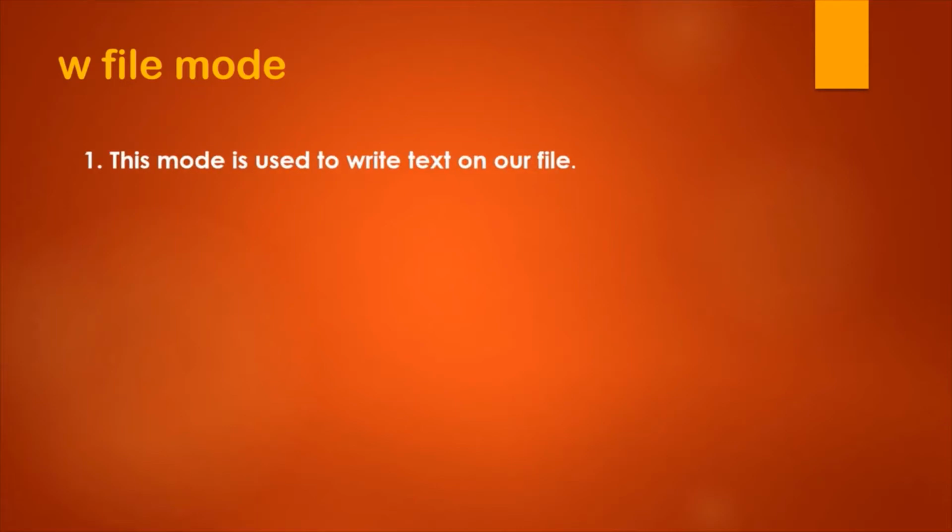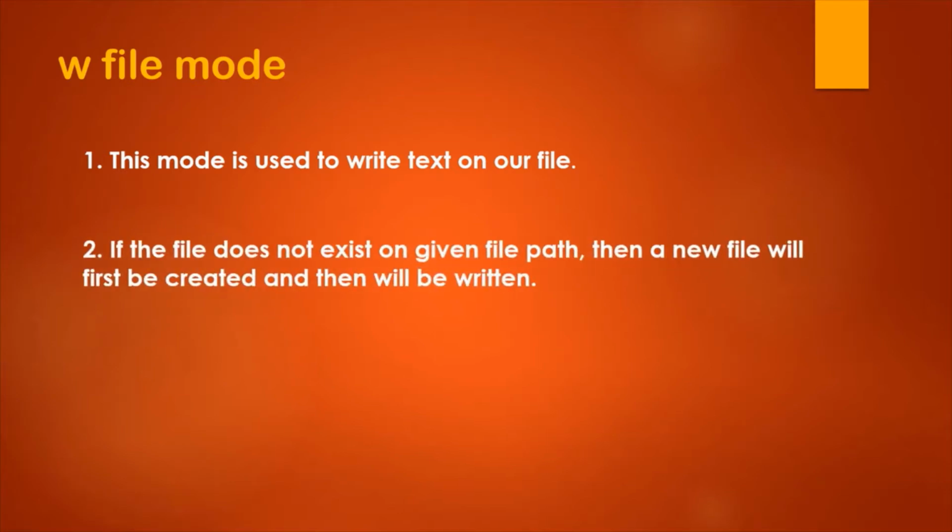The next file mode is the write mode, represented by small w. This mode is used to write some data in our text file. Next point to note is that if the file does not exist on our given file path, then a new file is first created and then we can write on it. So to verify this point, let's go to our desktop and validate it.